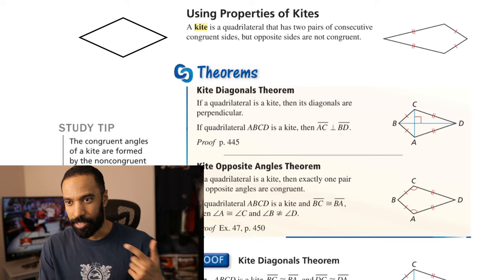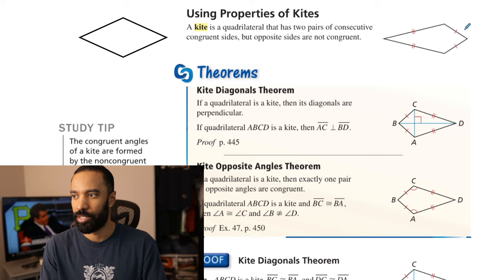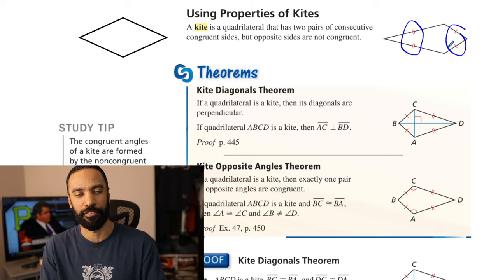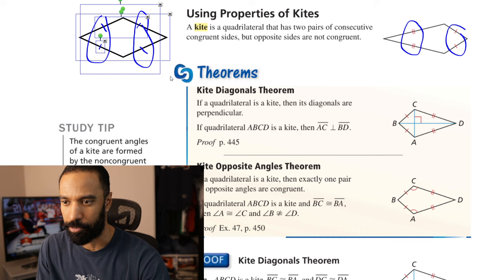But a kite has two pairs of consecutive congruent sides. Oh, yes, opposite sides are not congruent. So these two sides are congruent, these two sides are congruent, and then they're not congruent to each other here or here. Therefore, it's never a parallelogram. So a rhombus, being a parallelogram, has all sides congruent, which means pairs of consecutive sides are congruent. But a rhombus is not a kite. So I want to differentiate between one and the other.